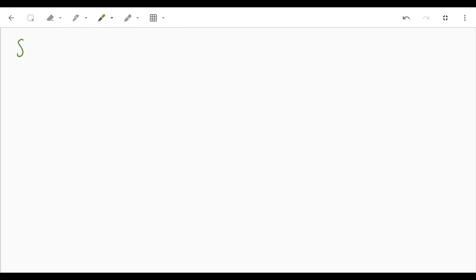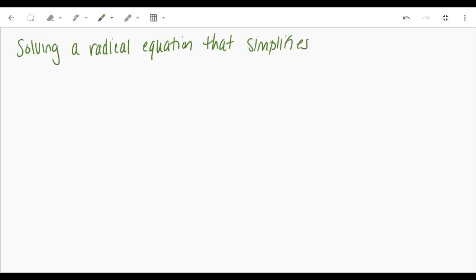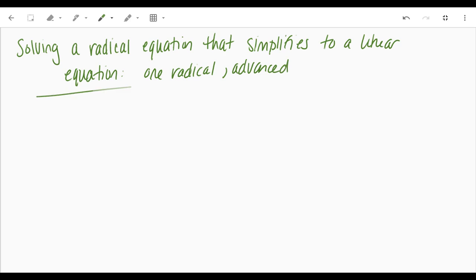Next one, we have solving a radical equation that simplifies to a linear equation. They're calling this one radical advanced. Okay, so a problem like this.